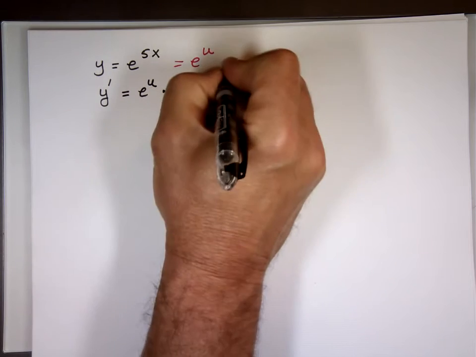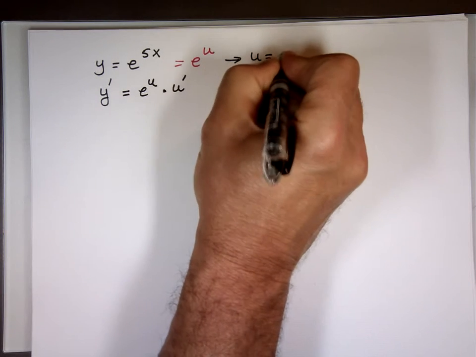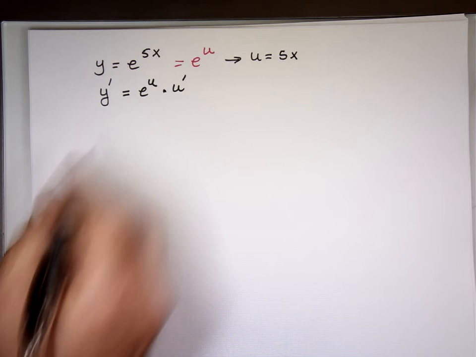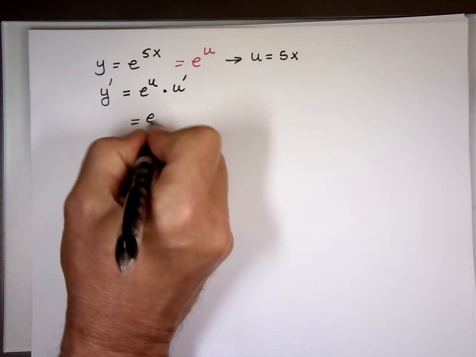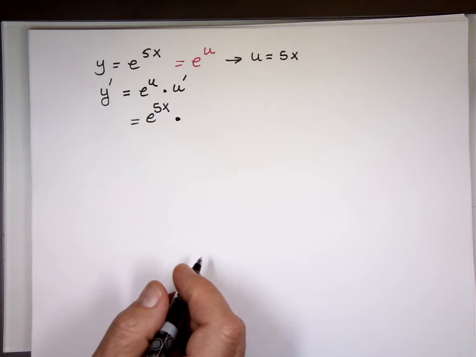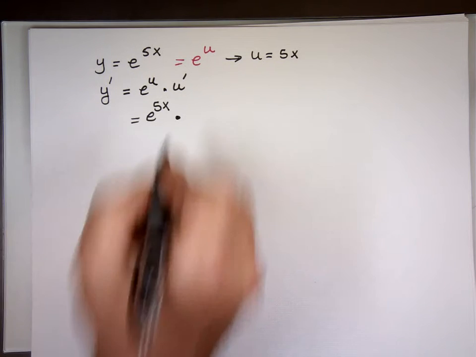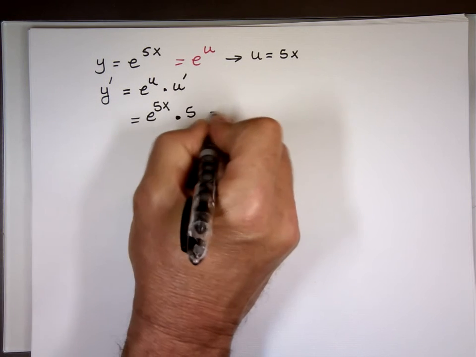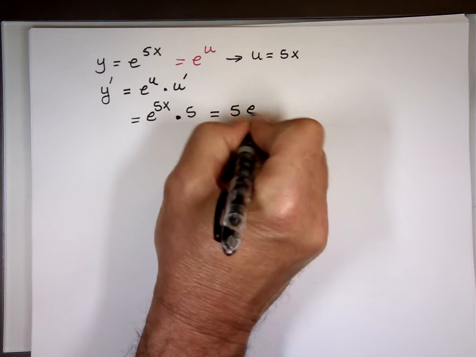And we said u here is equal to 5x. So if you plug it in, that's what? E to the 5x times the derivative of 5x, which is what? 5. So the answer will be 5 e to the 5x.